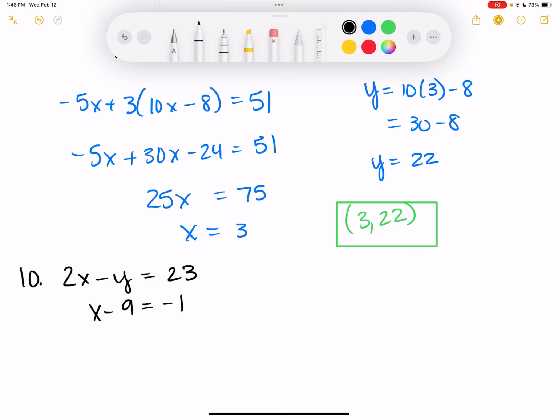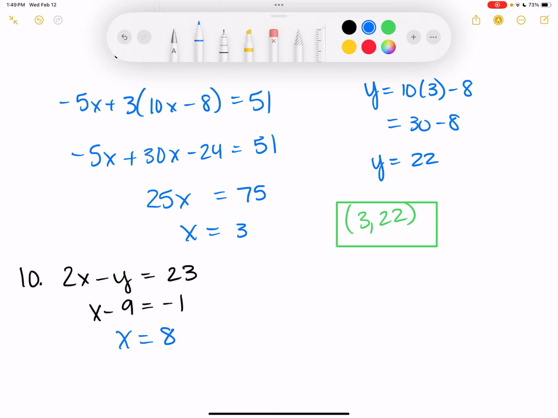The bottom one doesn't have a y in it. So that means that I can really quickly find x, and so this one's actually almost faster than the other ones. If I got x by itself, what do I get? X equals 8, because we had added over, and then 9 minus 1 would be 8. So now I've already solved for x is equal to 8.